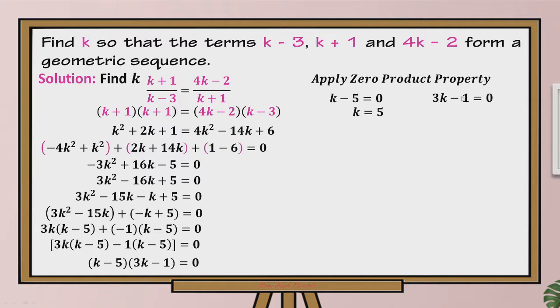Dito naman, we will transpose negative 1 to the other side of our equation. So we have 3k equals 1. And then to get the value of k, we will just divide both sides with 3. This will become 1. So 1 times k, that is k. And then yung sa kabilang side is 1/3.